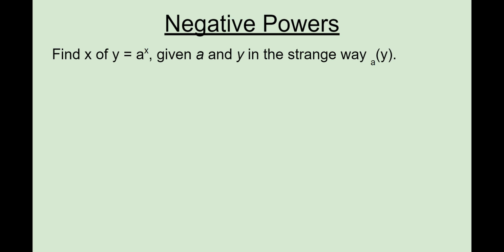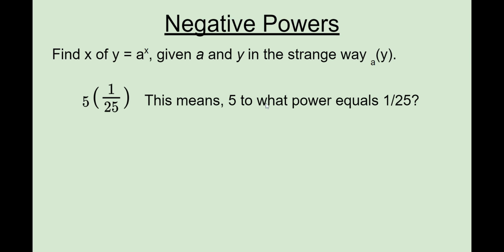Okay, so let's talk about some negative powers. We're going to do the exact same thing, right? We're just going to have different variations of powers here. So I have 5 as a subscript and then 1/125. So this means 5 to what power equals 1/125, which is weird, right? So 5, if I raise it to some power, actually turns into a fraction. That's a little strange. But set up your exponential. So 5 to the x equals 1/125.